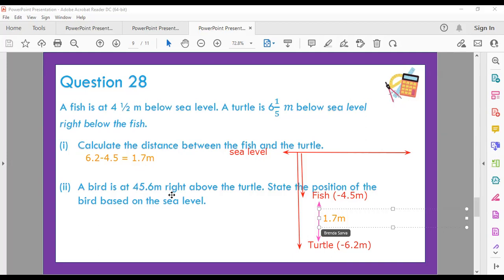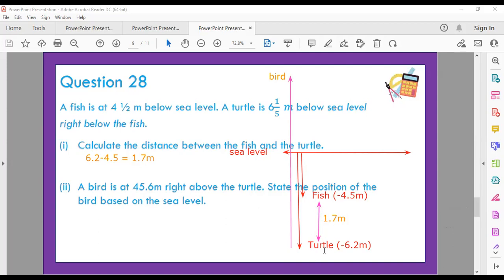45.6 meters right above the turtle. So let's draw the bird. The bird is going all the way up from the turtle. It's going all the way up, and the bird is up there. Okay, so this is the bird. And they say that the height is 45.6 above the turtle.